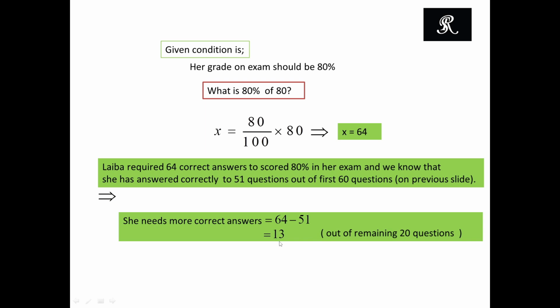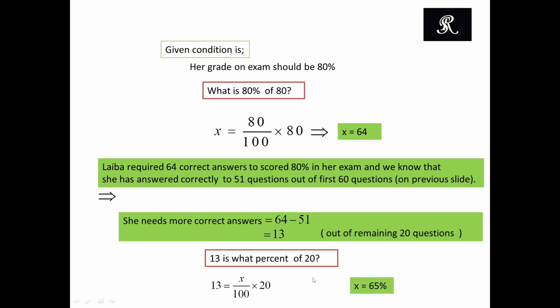But what was the question? The question was about the percentage, that is, what percentage she needs to answer correctly for the remaining 20 questions. So we will convert this 13 into a percentage with this equation: 13 is what percent of 20? Here we will use those replacements which are given on the first slide, and we will end up with x equal to 65%. So this means she needs to answer 65% of the remaining 20 questions correctly.